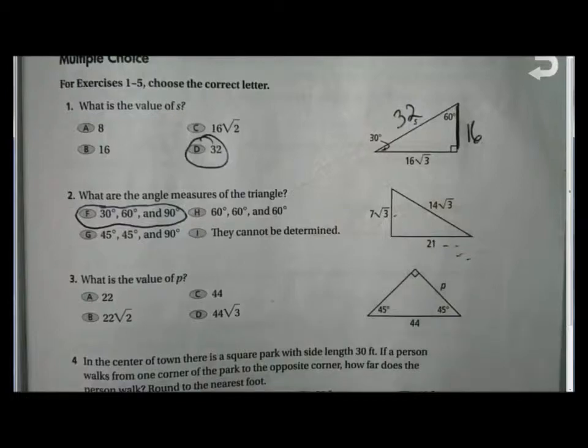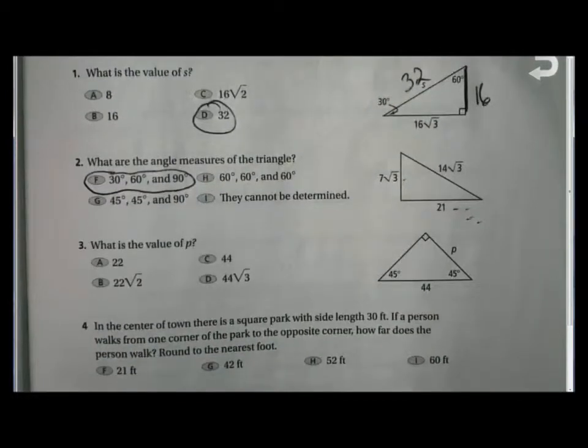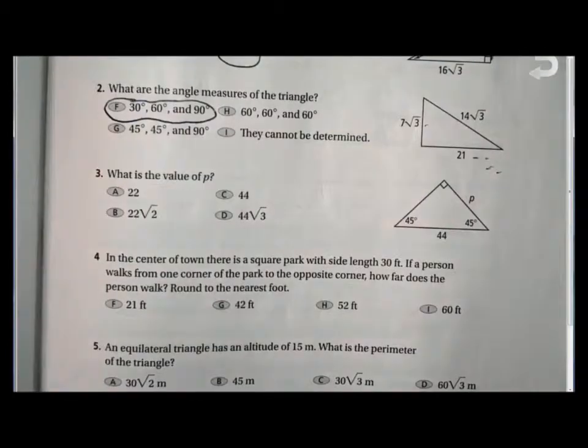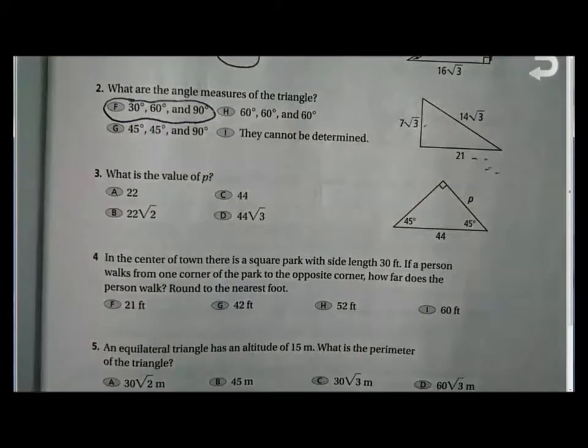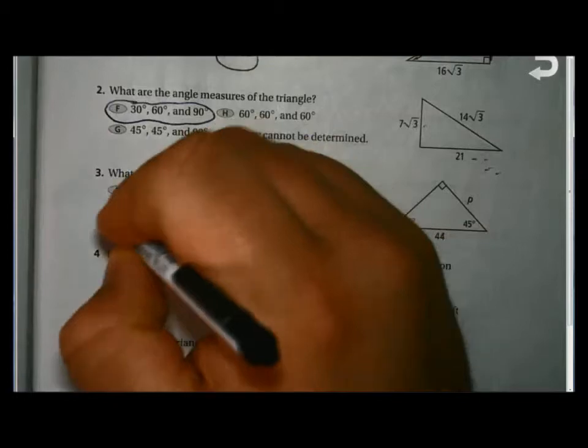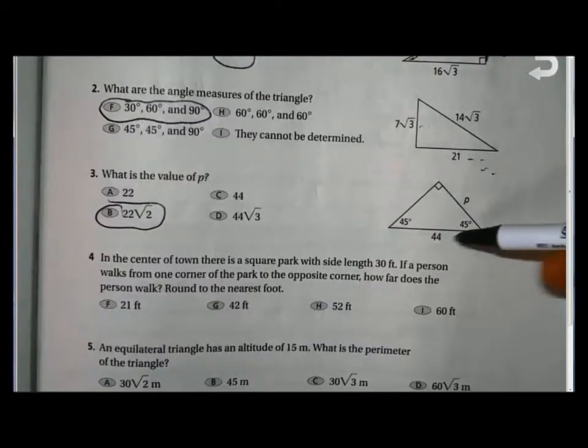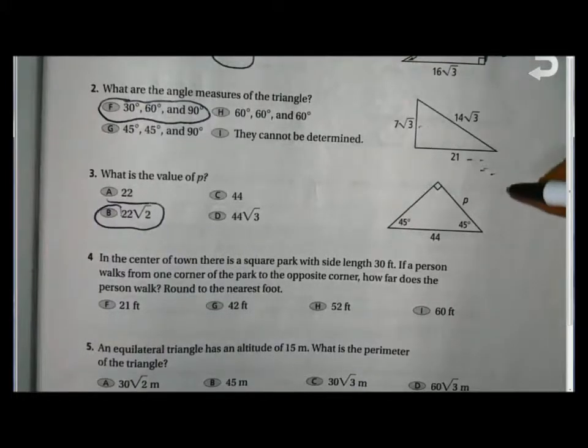All right. Number 3. Let's go with Ashley. You got B? Good. Who else got B for number 3? All right. So again, working backwards on this one. How'd you get to that answer, Ashley? What'd you do to work backwards? I did 44 divided by 2.